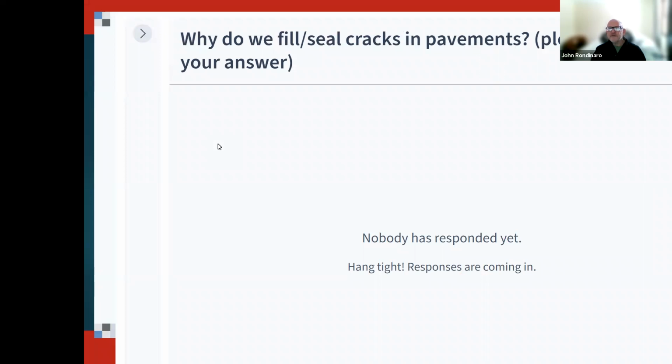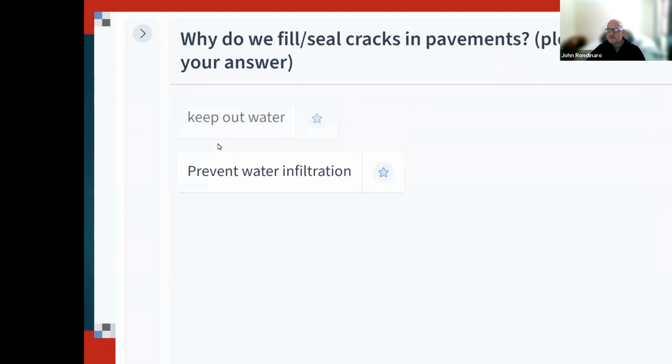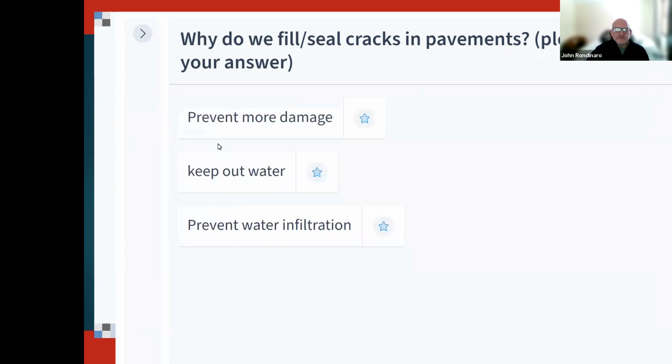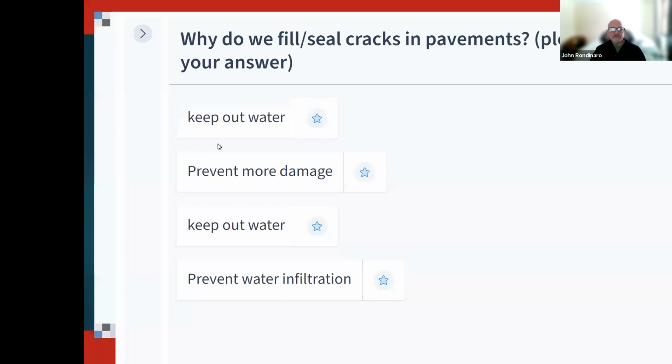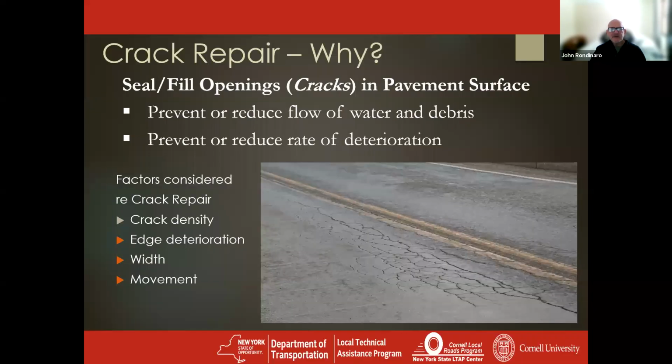All right, so talking about crack repairs, chapter 6 in the workbook. Quick question, why do we fill or seal cracks in the pavements? Just type in your answer. Prevent water infiltration. Keep the water out. Prevent more damage. Everybody's right on the money. Water's the enemy.